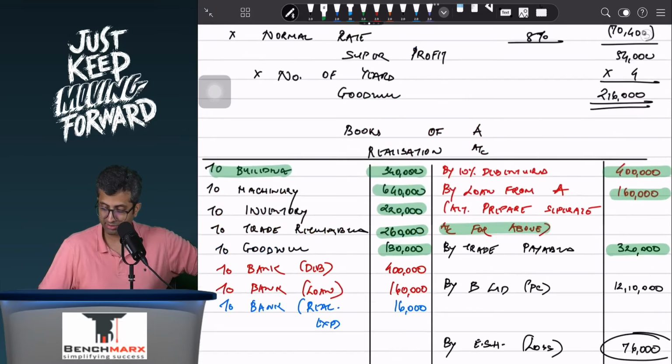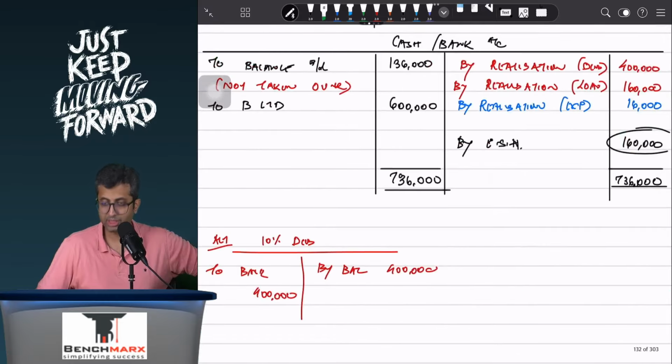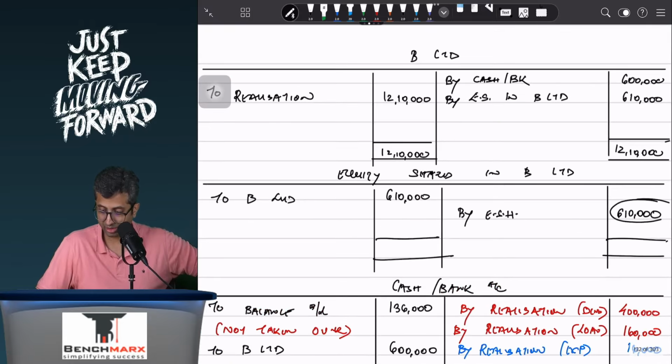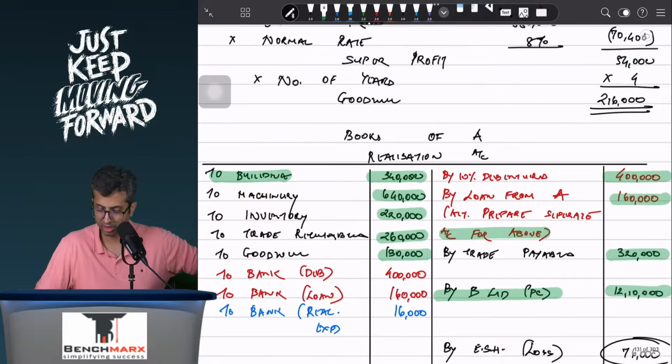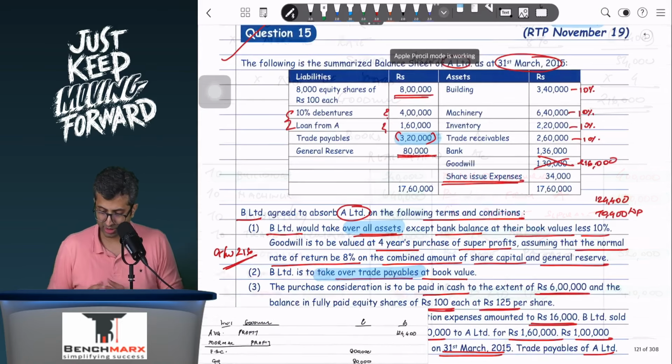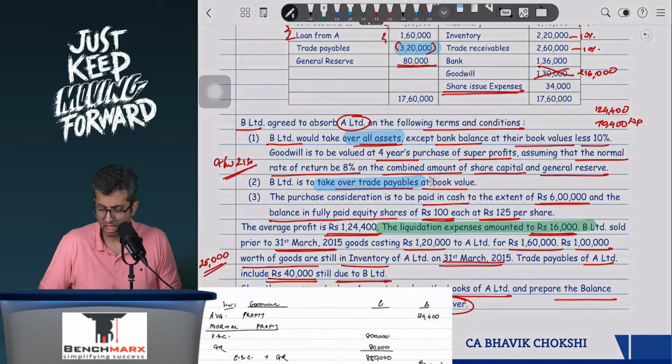Then you will receive the PC of 12 lakh 10,000. This PC will be in the form of cash and in the form of equity shares in B. So equity shares in B 6 lakh 10. Cash opening was 1 lakh 36, which was not taken over, and then 6 lakhs over here, which is received. Now ideally I now pay realization expenses. Are there realization expenses? Yes. They have told you that the liquidation expenses amounted to 16,000. We are assuming that is paid over here.